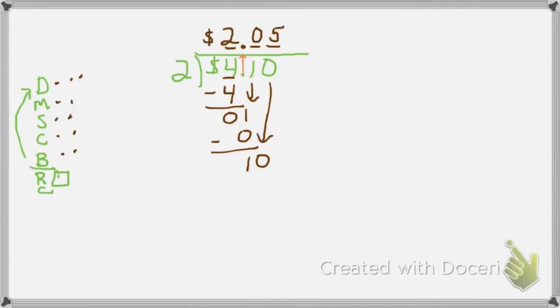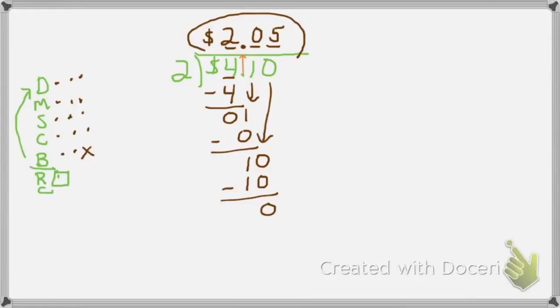The answer is 5. Multiply 5 times 2 equals 10. Subtract 10 minus 10 equals 0. Compare, is 0 less than 2? Yes, it is. Is there anything to bring down? No. Is there a remainder? Nope, 0 is not a remainder.